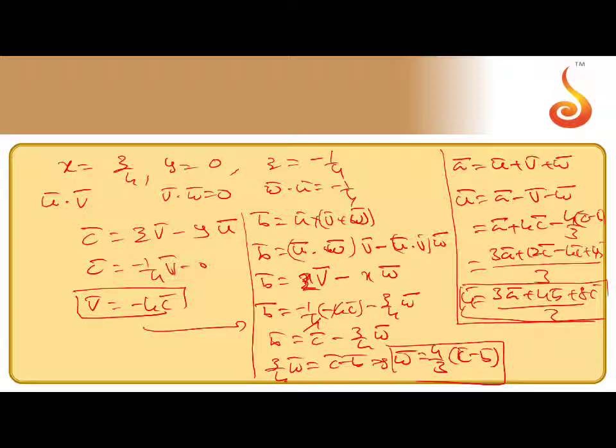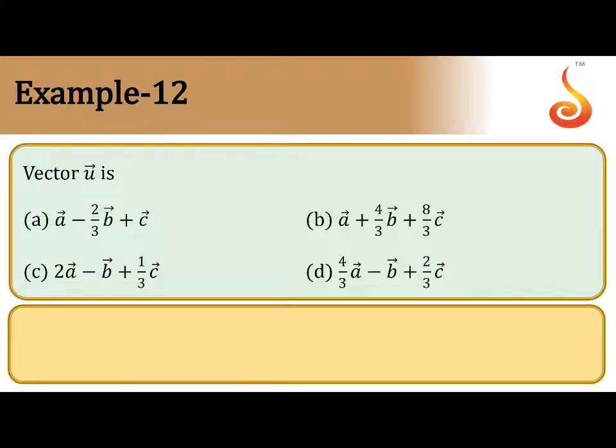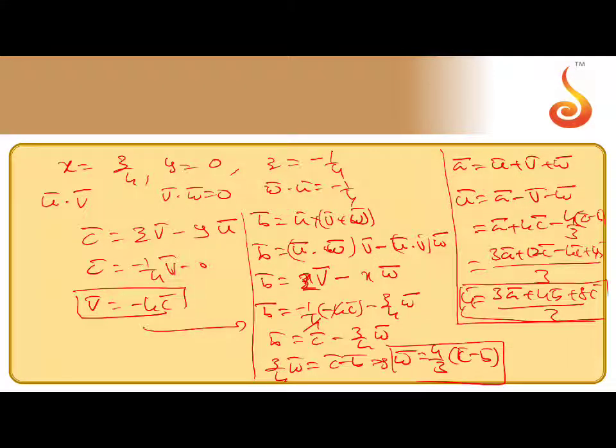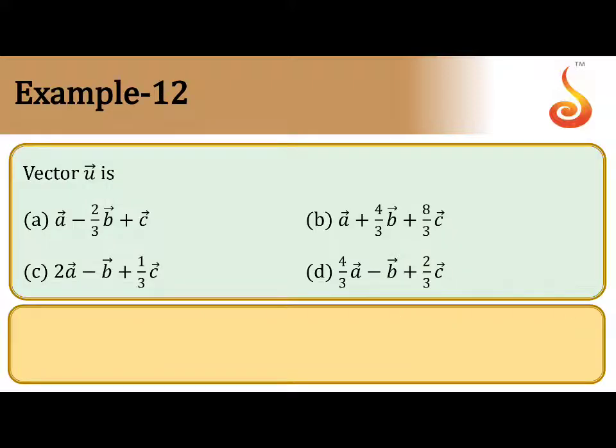So first v bar is minus 4c and u bar is 3a bar plus 4b bar plus 8c bar by 3. W bar is 4 by 3 into c bar minus b bar. Okay, now u bar is, so what you get here, 3a bar plus 4b bar plus 8c bar. You can divide by 3, a bar plus 4 by 3 and 8 by 3. So this is, B is the right answer. Check the answer what is given.